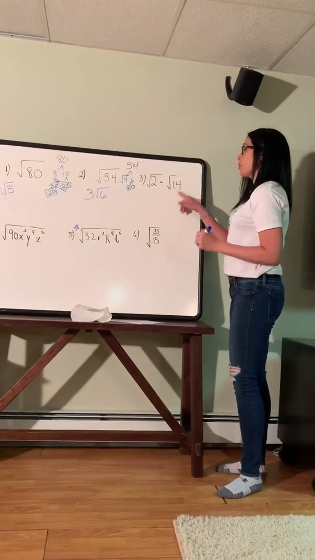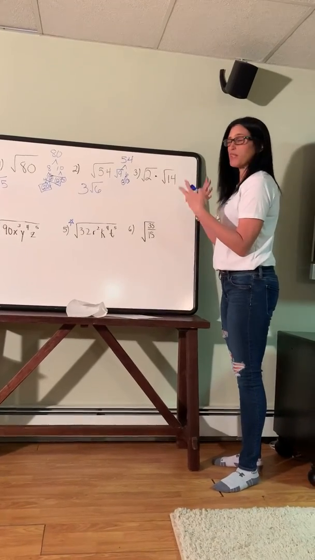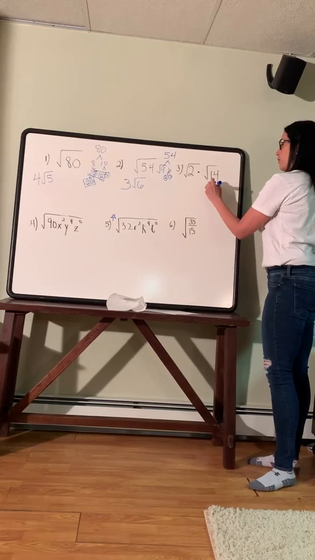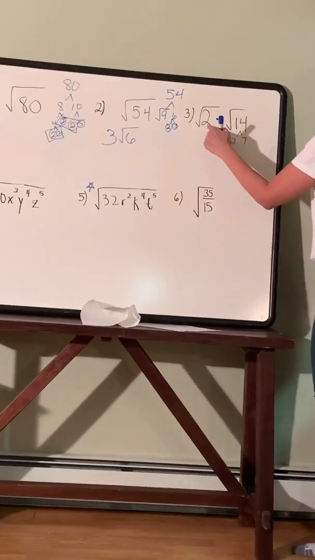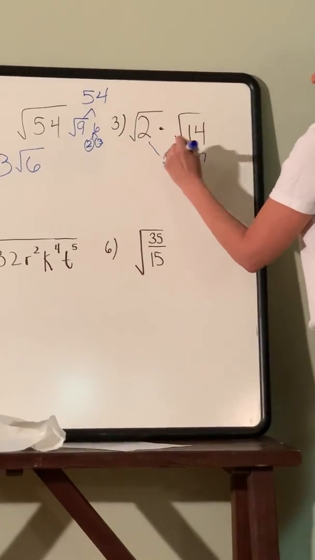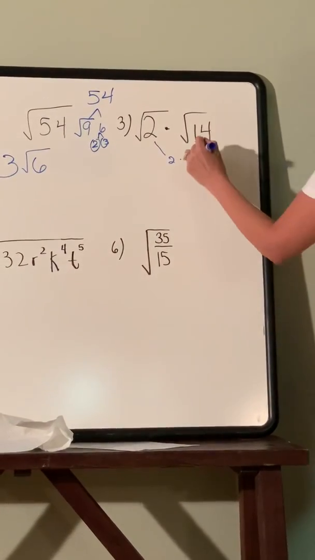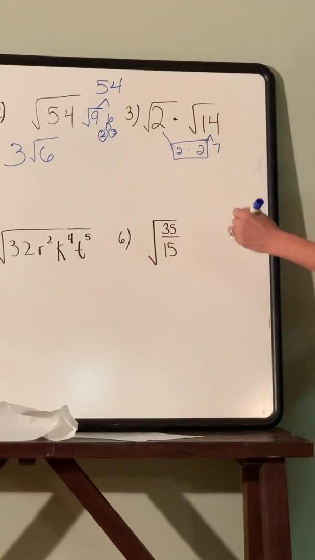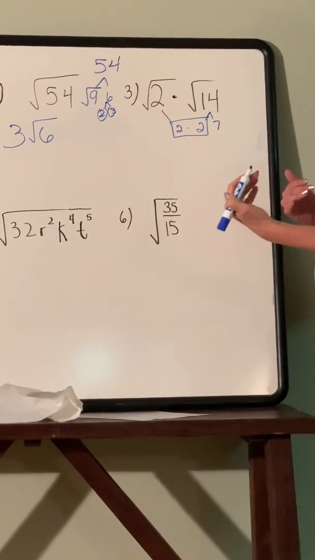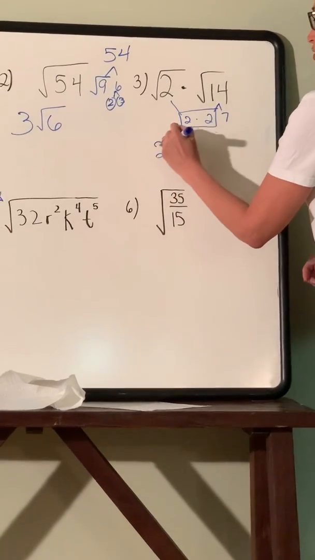Here, you could multiply them first, but it kind of doesn't make sense because we're just looking to break everything down. So 14 is 2 times 7, and when I multiply that by radical 2, I have that 2 here. So I have 2 times 2 times 7. Here's my set. 2 times 2 I know in the back of my head is 4. Take the square root of it, which is 2. So my final answer is 2 radical 7.